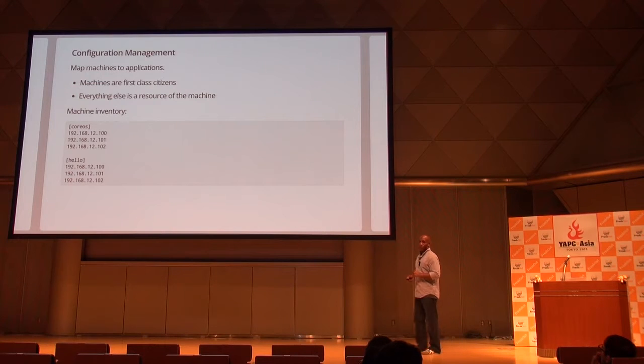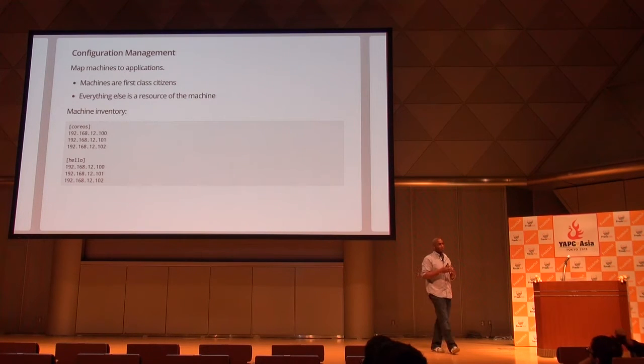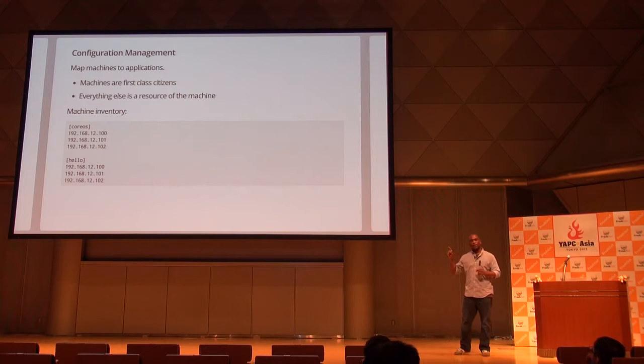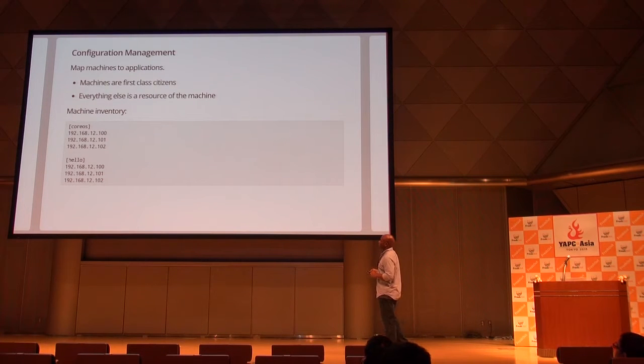Now, in the configuration management world, normally you have a bunch of machines, and you map applications to these machines. So here's my inventory file, and here are all the machines that should be running the Hello application. This is where we start to couple our applications to our machines. Ahead of time, you need to make this decision on which machines have to run which applications. And this is what prevents you from scaling above this, right? You have to have a human manage something like this.